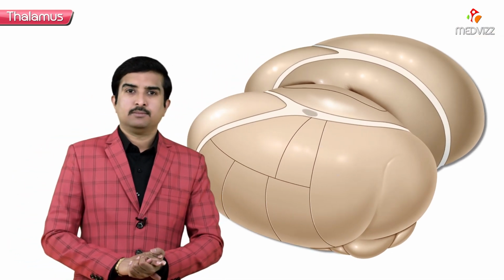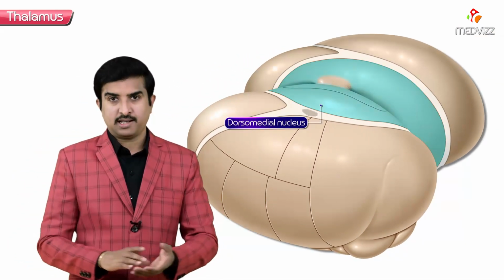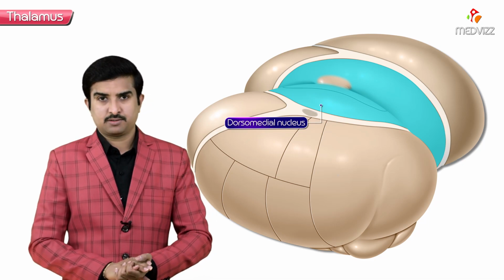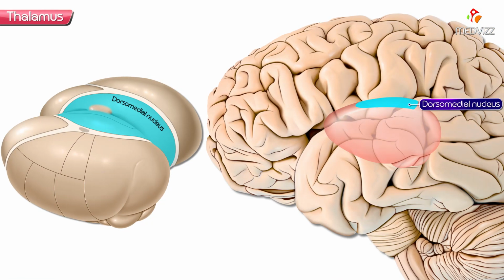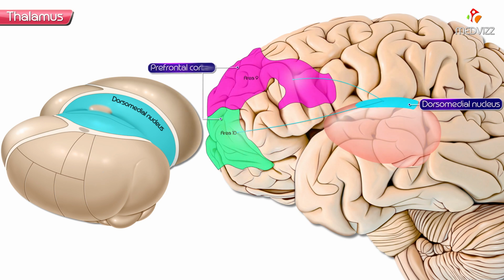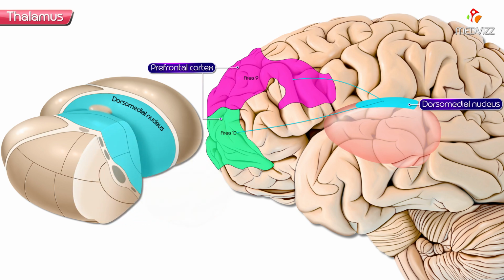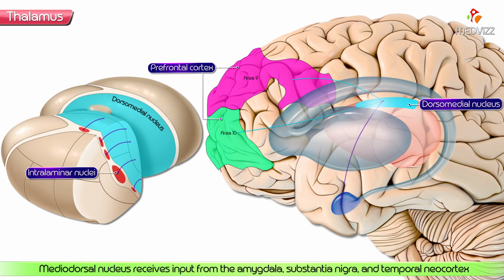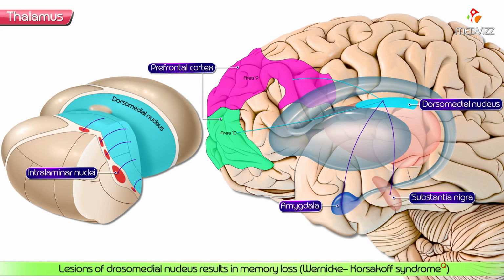Next one is the mediodorsal nucleus, which is also called the dorsomedial nucleus of the thalamus. Like the previous one, the dorsomedial nucleus of the thalamus is reciprocally connected to the prefrontal cortex. It has abundant connections with the intralaminar nuclei. It mainly receives input from the amygdala, substantia nigra, and temporal neocortex. So when it is destroyed, memory loss occurs, and it is called Wernicke-Korsakoff syndrome.